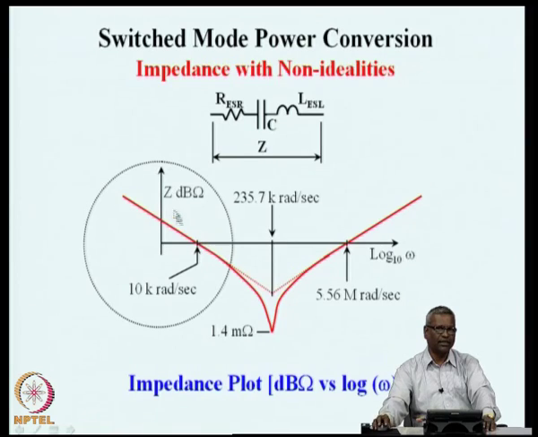I have marked a circle here. So, probably up to a frequency of somewhere between 10 kiloradian and 235 kiloradian, we might take it as somewhere around 100 kiloradian. Only in that range, this is a satisfactory capacitor. Beyond that range, the non-idealities become dominant and they do not allow you to use this capacitor successfully. So, this impedance curve is a very powerful method of finding out what is the useful range of operation of a capacitor.